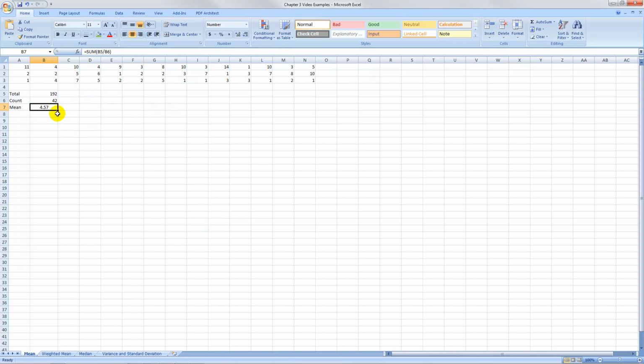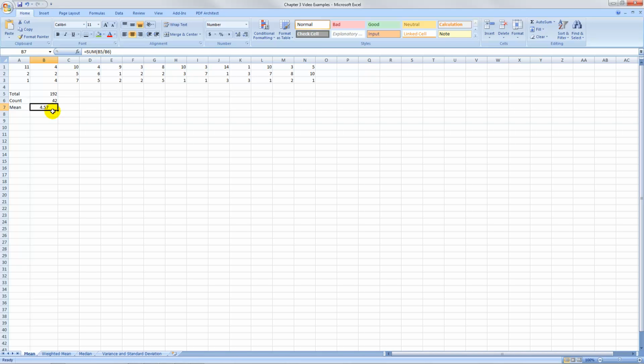So again, what we're doing is we're taking our observations, we're adding them all together, and we get 192. And then we count the number of observations that we have, 42. And when we divide 192 by 42, we get 4.57. Okay, so that gets us through the mean part.